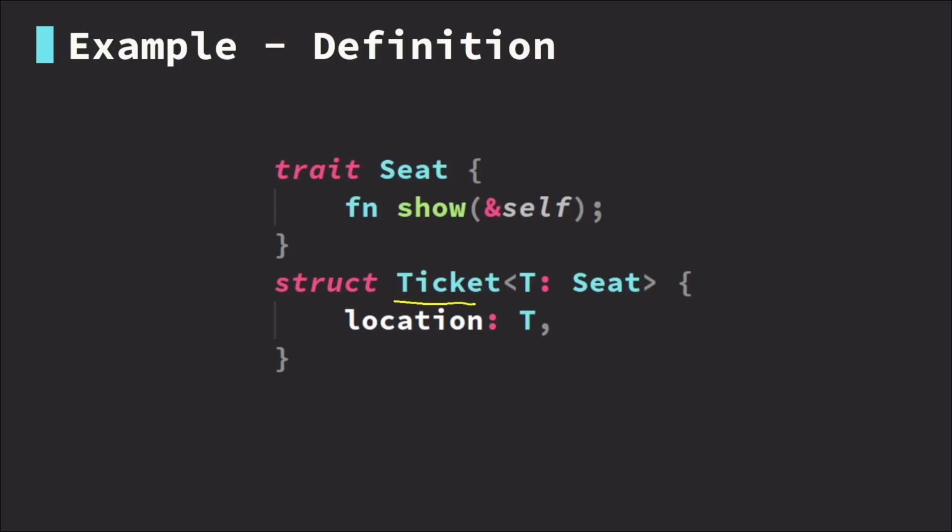Our ticket structure is generic over the seat trait. This means we can utilize a structure with any type that implements seat, but no other types may be used with this structure. The struct has one field, location, which is the generic parameter T, which is some type of seat.